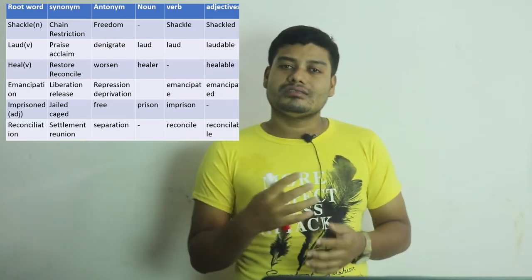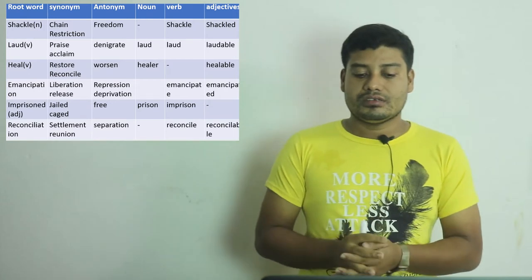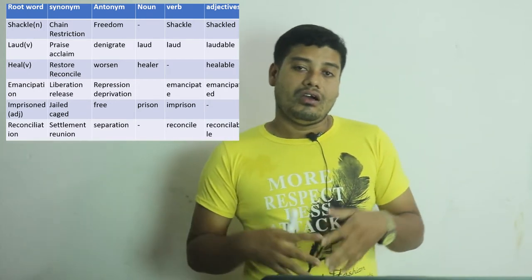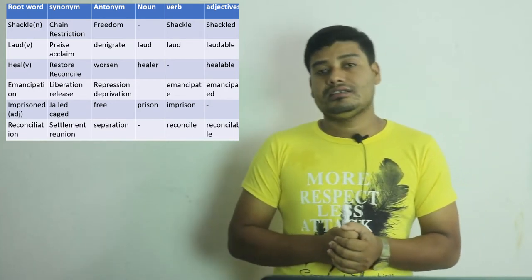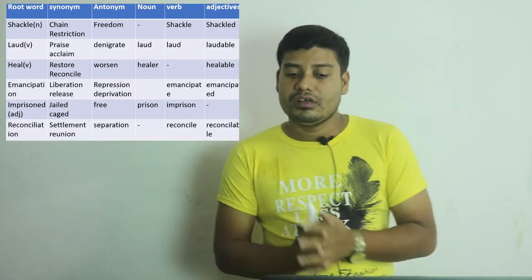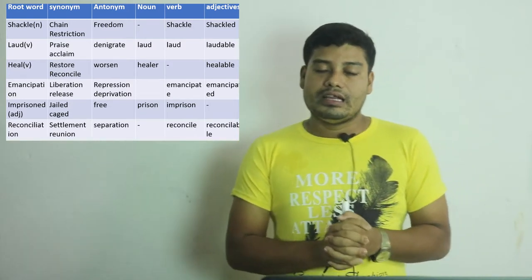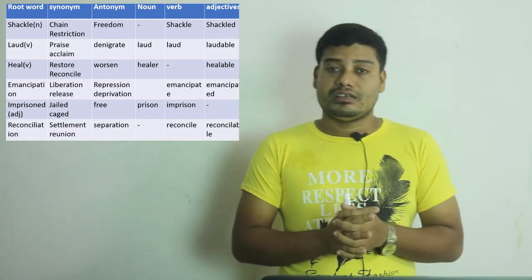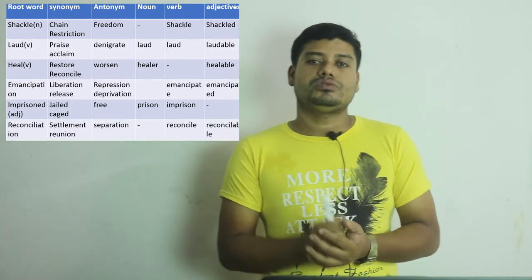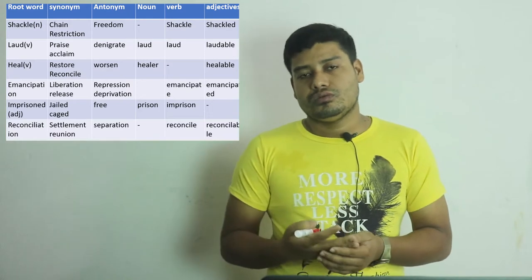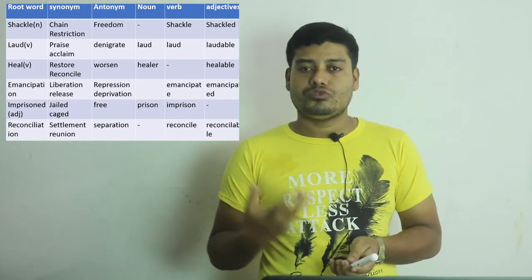Next word is reconciliation. You see, the reconciliation means the settlement or the reunion, and the antonym will be the separation. Verb will be reconcile, and adjective will be reconcilable. This suffix and prefix is very important to be well known with new words. Okay, you will have to improve your vocabulary. It is very necessary for your writing skills, for your speaking skills, and also the reading skills. You will have to know every word's derivative. It will also be helpful for you.